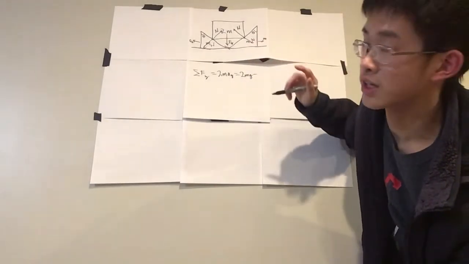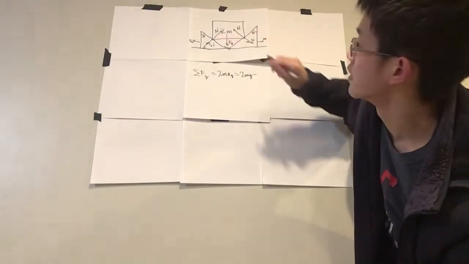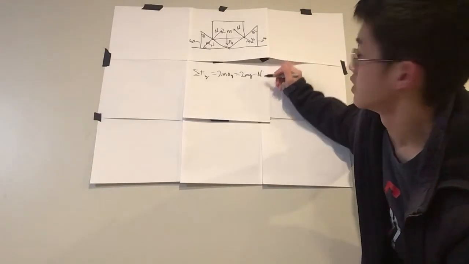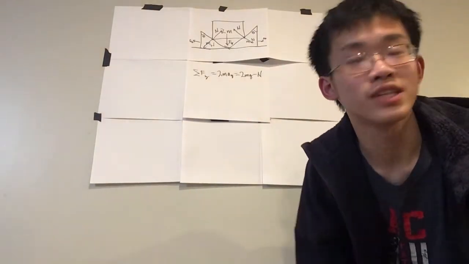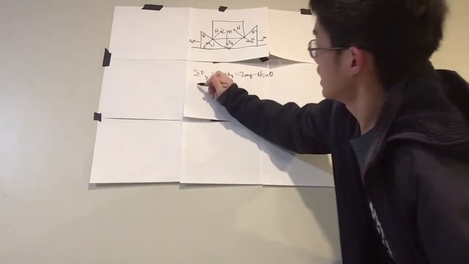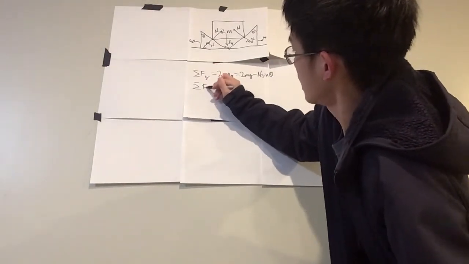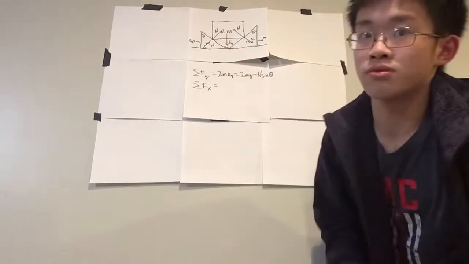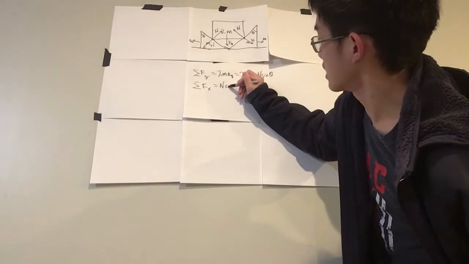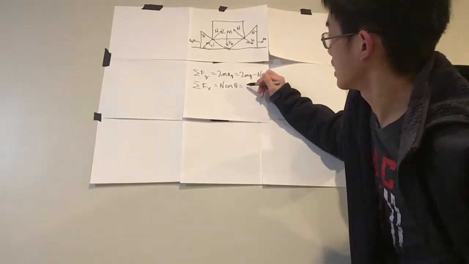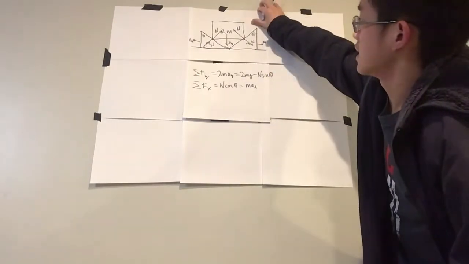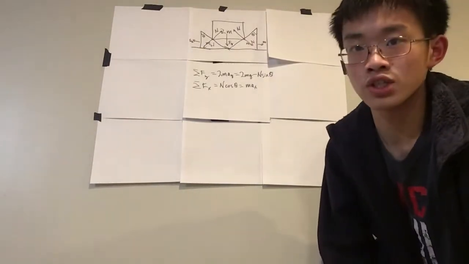And then using a bit of trigonometry, we can find that the component of N acting in the y direction will be N sine theta. And then we do the same thing for the x direction, where we get N, using more trig, cosine theta equals m ax, because the only mass accelerating in the x direction is a mass of 1m from the wedge.